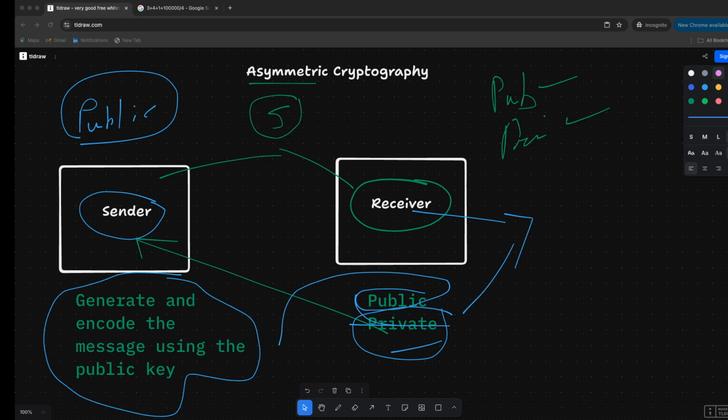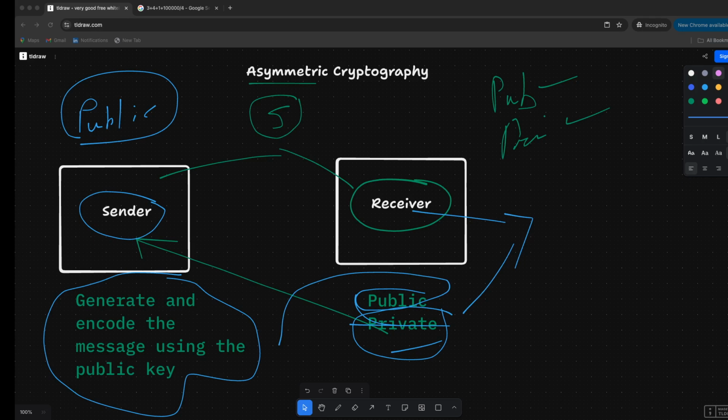Okay, the data encoded with one can be decoded by the other. One of the keys is kept away from the world, known as the private key. The other is a part of the key available to the whole world as the public key. So, for example, let's assume Alice and Bob have such keys assigned to them.